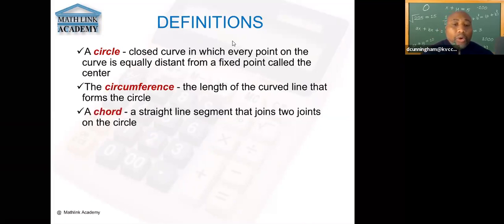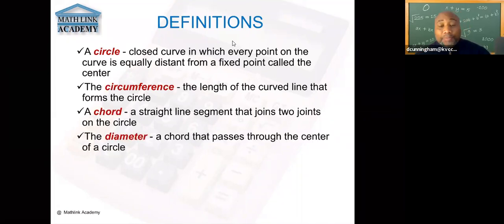The chord. A chord is a straight segment that joins two points on the circle. And I'll show you that in a minute. If you have an idea, try it on your own. Draw the circle, think you understand the definition. Draw a chord. A chord, excuse me, is a straight line segment.